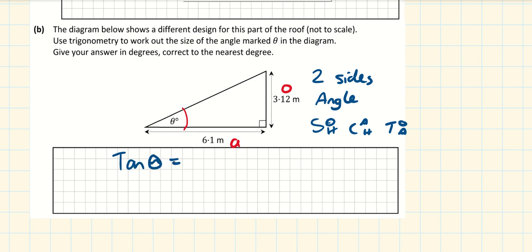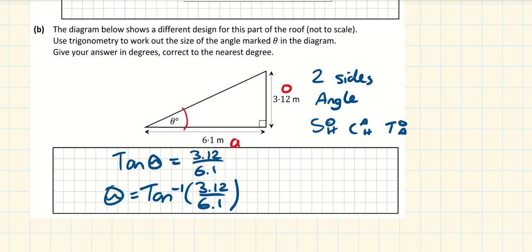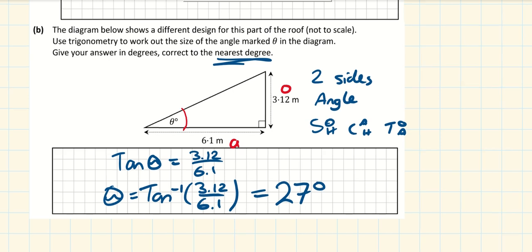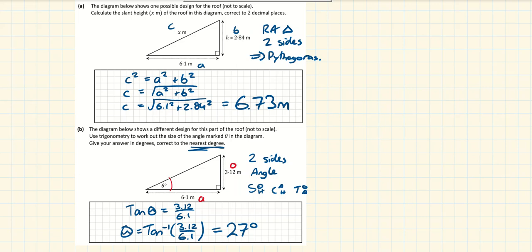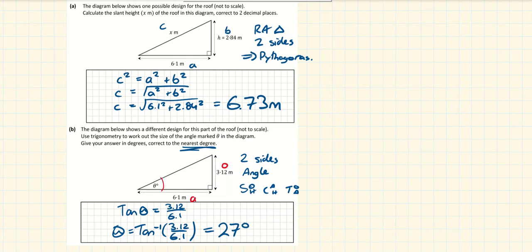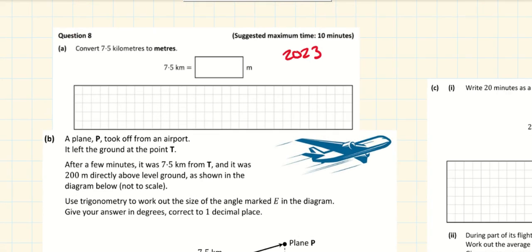So tan theta equals 3.12 over 6.1. So when we have the tan, but we don't have the angle, we do theta equals tan minus 1 of 3.12 over 6.1. And that will give us to the nearest degree, so you just have to round it, 27 degrees. So fairly straightforward how to work that out. There's a Pythagoras question and then there's a SOHCAHTOA question. I think the third part of that question involved similar triangles, but we're not going into that now. So let's just keep going on down to another few.